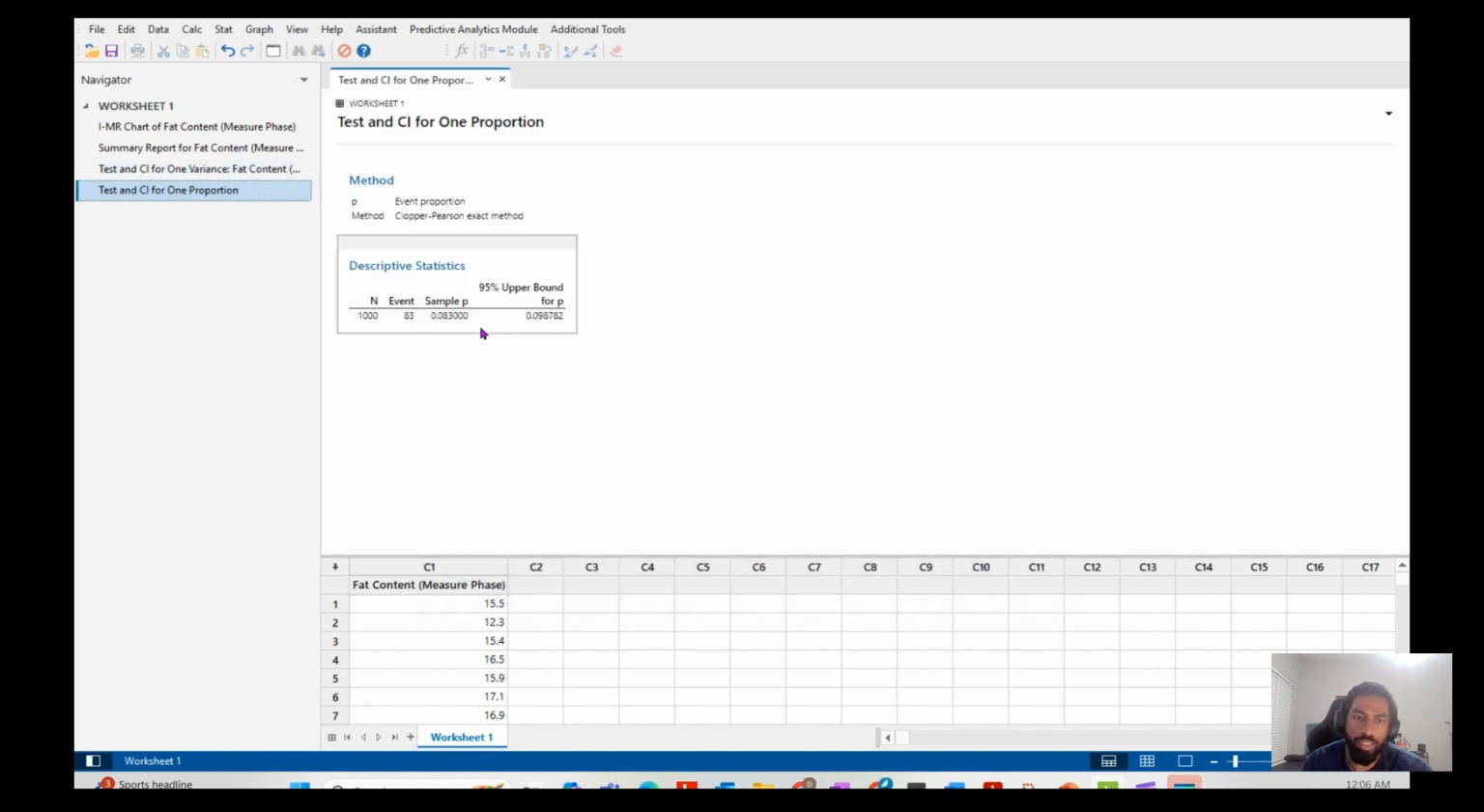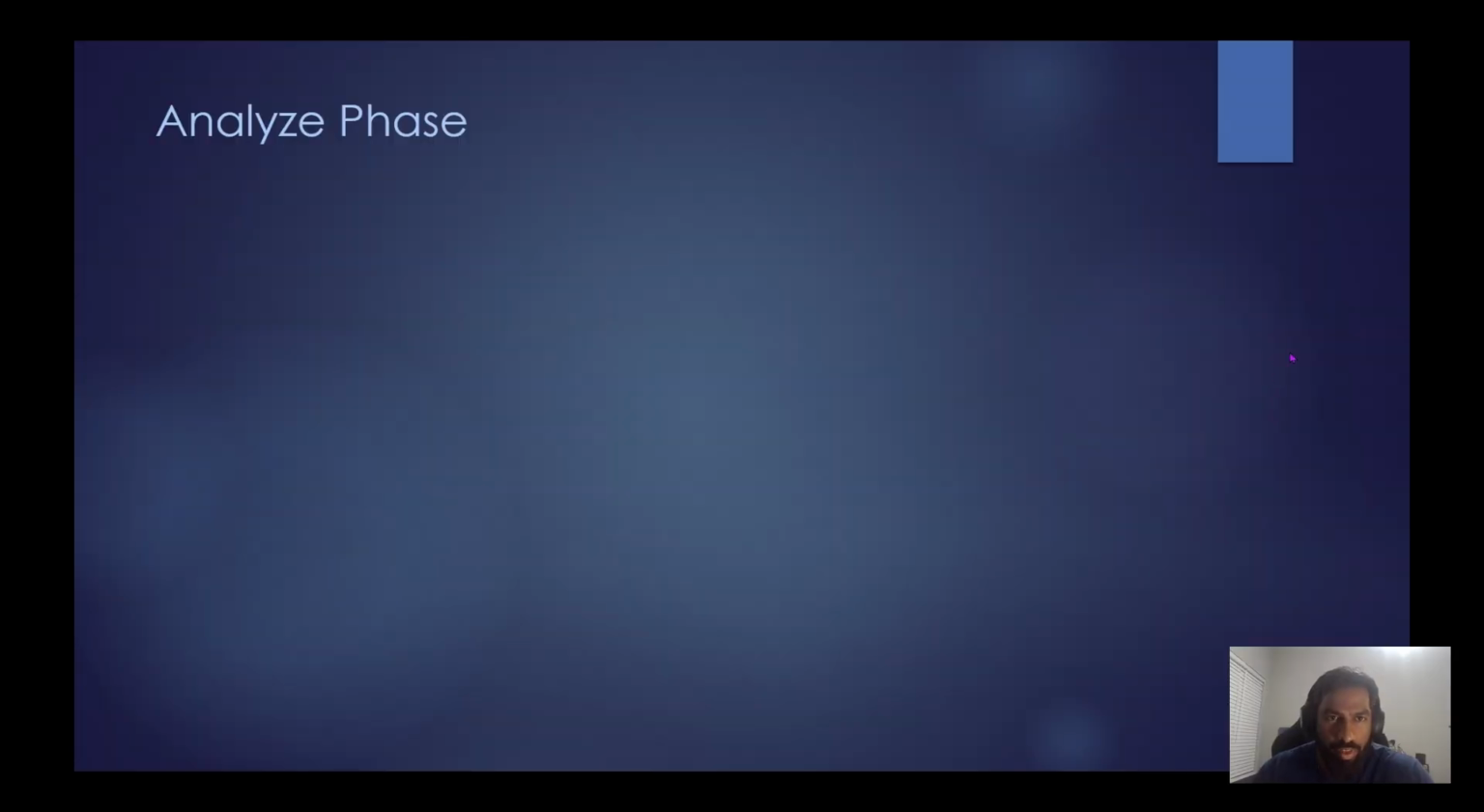Hit OK again, and that gives you the 95% upper bound for P, which is 0.098. And that tells you that 9.8% of the true population at max is dissatisfied customers. Obviously we want to reduce this number, and that is what we will work on in the next phases of the DMAIC process. So the next phase after the measure phase is the analyze phase. Analyze phase is where we try to find the root cause of the problem using the data we measured.